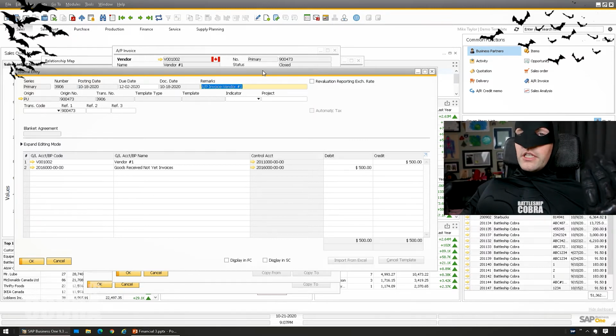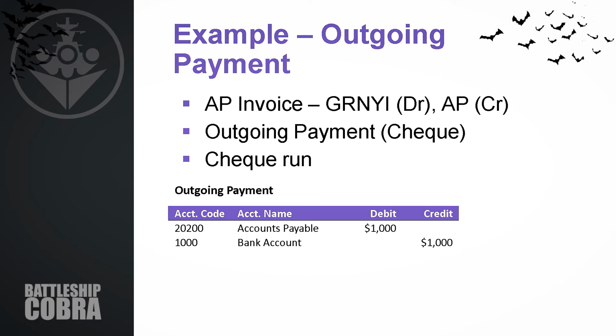You can kind of logic these through, and these are the basic foundations of accounting here. So the next step in this process, surprise, surprise, is we have to actually pay. So you have the AP invoice. Remember, it decreased Gurney and made a real accounts payable entry. We're going to do an outgoing payment by check, and then we're going to do a check run.